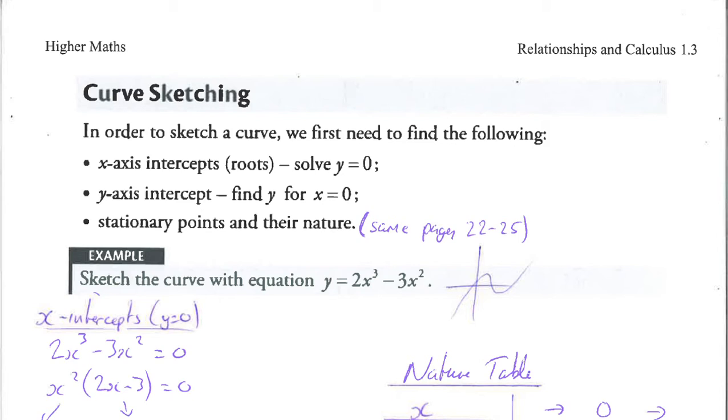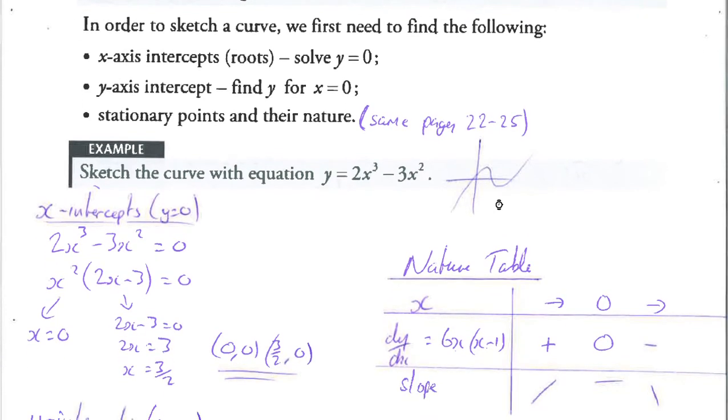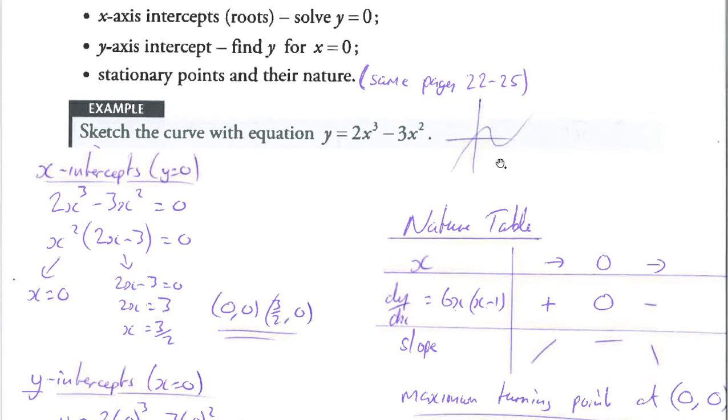We also need to find the stationary points and their nature, which is what we've been doing on pages 22 to 25, which you should be quite good at by now, or certainly getting the hang of, so it's more practice at doing that in this exercise. So, example: sketch the curve with this equation.